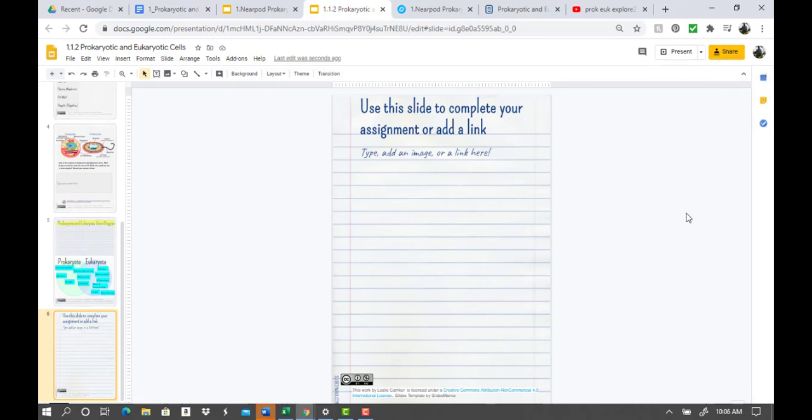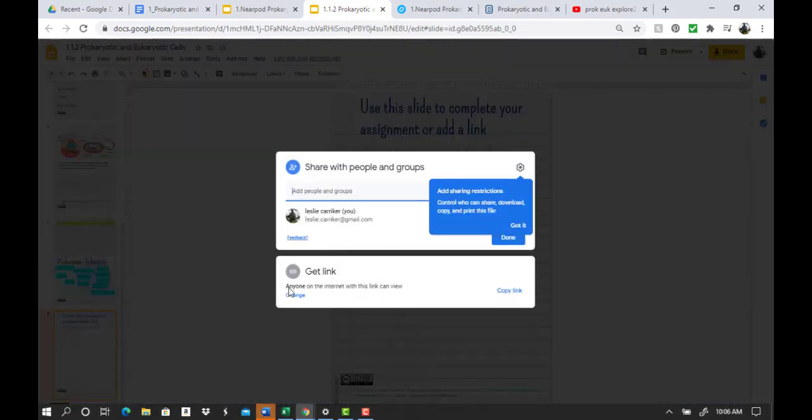So quick tutorial here, share. You can grab that link, copy that link, and then you can put that in Canvas to give me access to your notebook so I can check what you've done for this lesson. Okay, and give you some feedback on that.